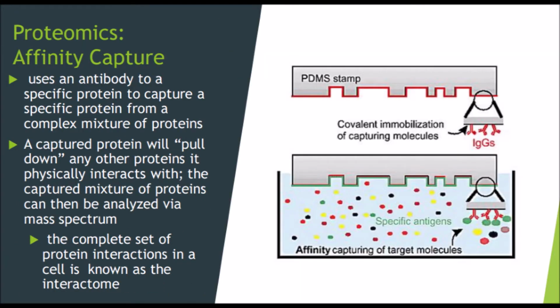Affinity capture uses an antibody to a specific protein to capture a protein from a complex mixture of proteins. The captured protein pulls down proteins it interacts with. The captured mixture is then analyzed via mass spectrometry.